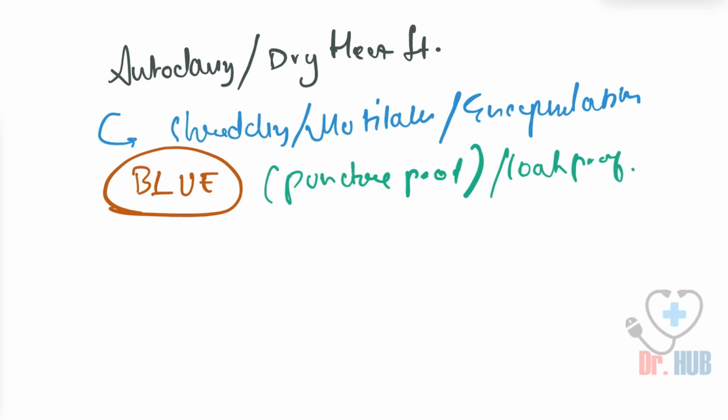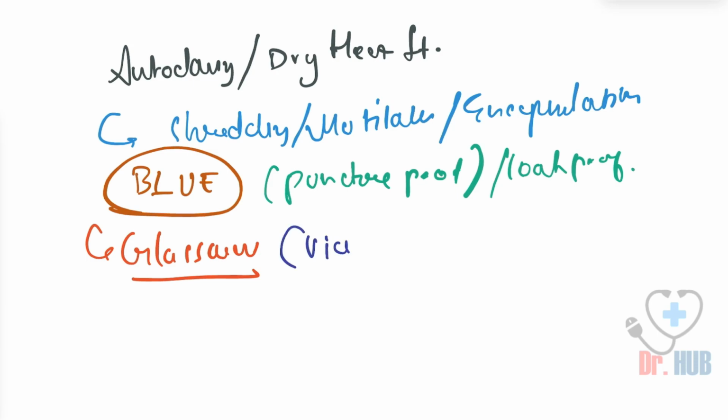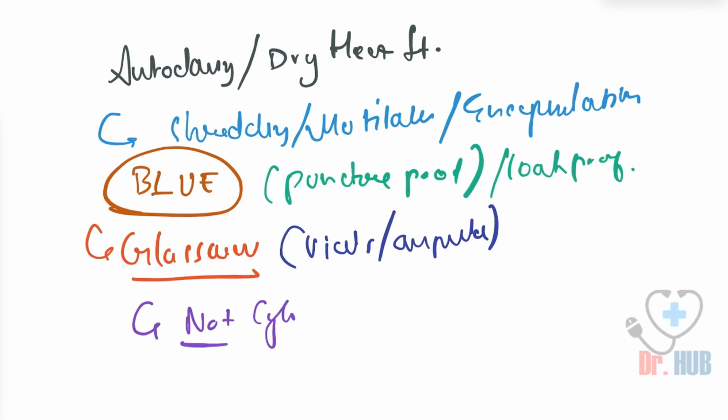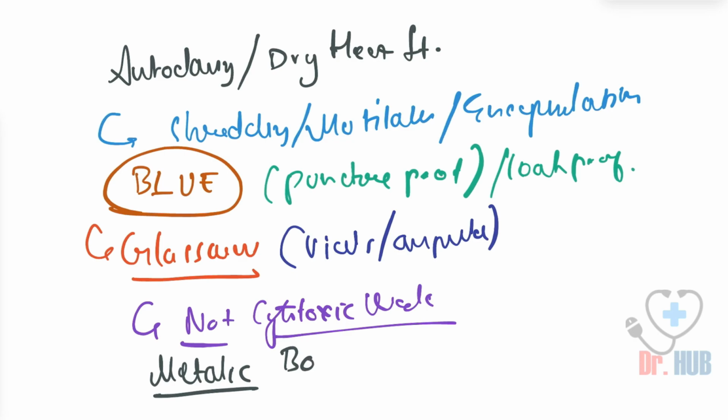And as the name suggests, it is a blue marking. It includes glassware, including broken, discarded and contaminated glass, and medical vials and ampules, except those containing cytotoxic waste. So it does not include the cytotoxic waste. Then it also includes metallic body implants. So this is also a type of waste.